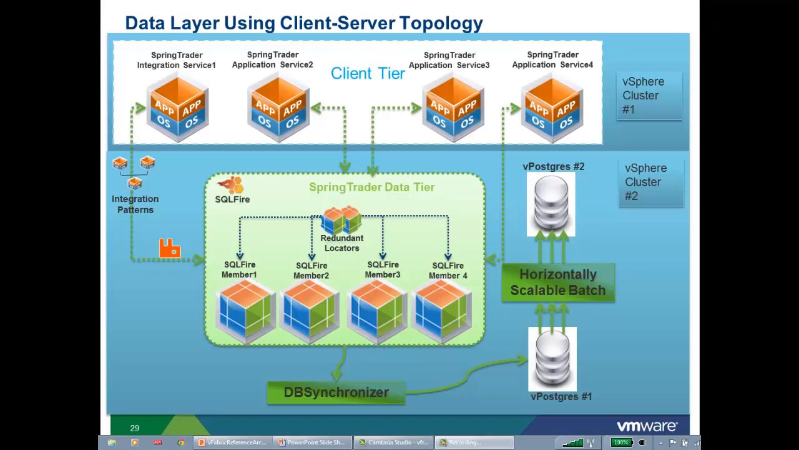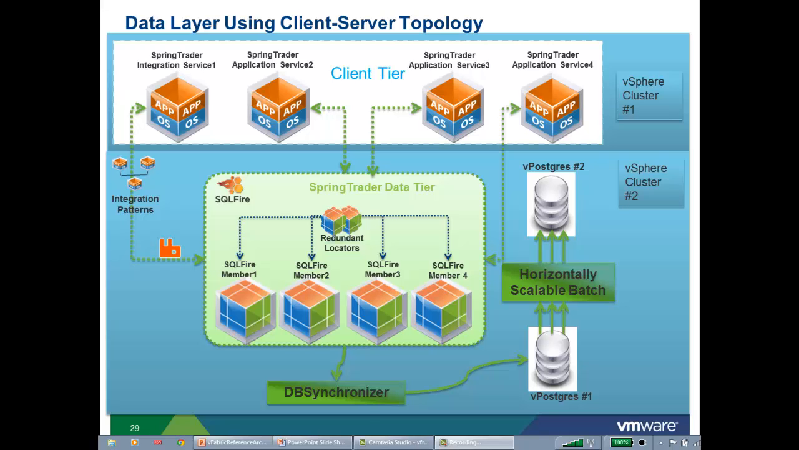Let's take a closer look at the data tier. The data tier uses the vFabric client-server topology. This is one of the most commonly used vFabric SQLFire deployment methods. At the client tier, essentially the application tier, we have two kinds of application services: those known as SpringTrader integration services and then SpringTrader application services. Shown in the diagram are one SpringTrader integration service and three application services, as application service 2, 3, and 4.